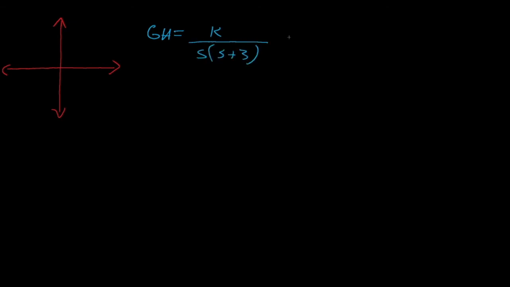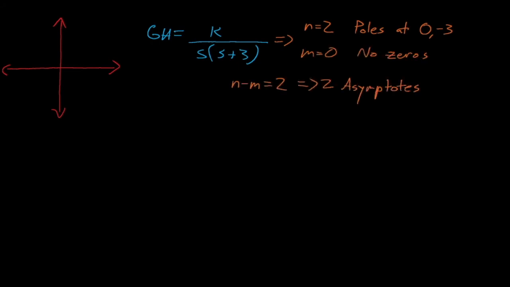Well, that's it for this first example, and for our next example, our GH function is equal to k divided by s times s plus 3. This means that we have two poles, one at s equals 0 and one at s equals negative 3, and that we have no zeros. Because n minus m equals 2, this means that we must have two asymptotes.